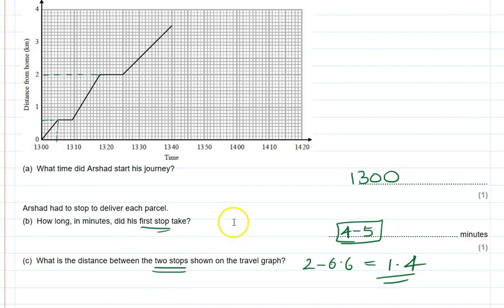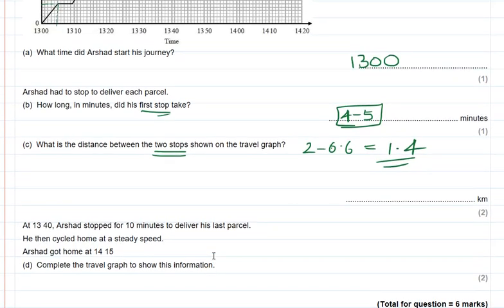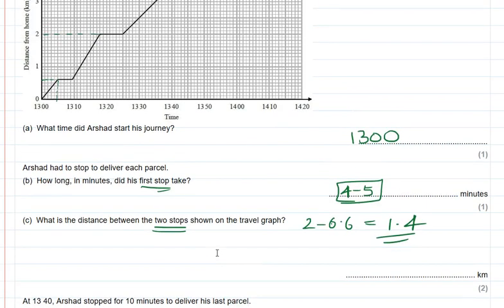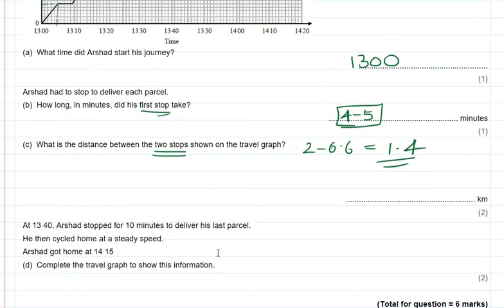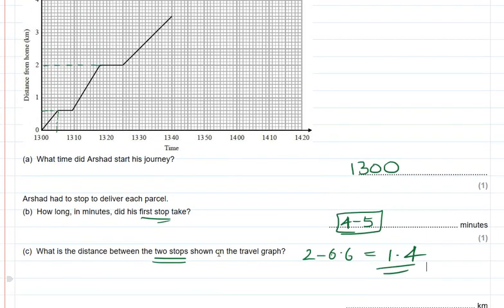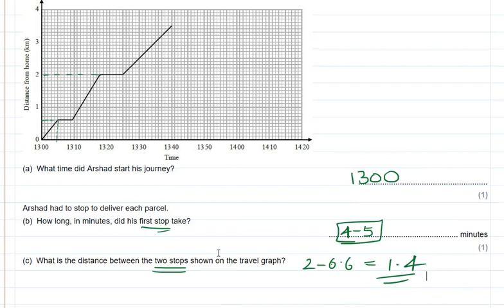Now what else they are asking? At 1340, Arshad stopped for 10 minutes to deliver his last parcel. So 1340, so he stayed for 10 minutes. So 1340 to 1350 he stayed. So for 10 minutes, we can draw this on the graph. Yeah, 10 minutes he stayed there to deliver the parcel.